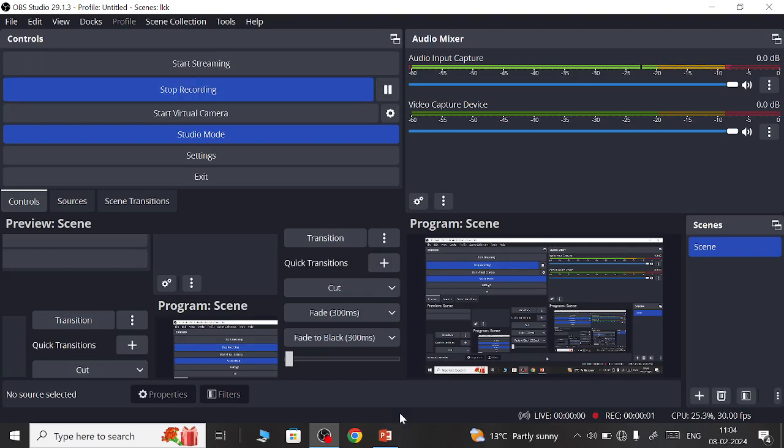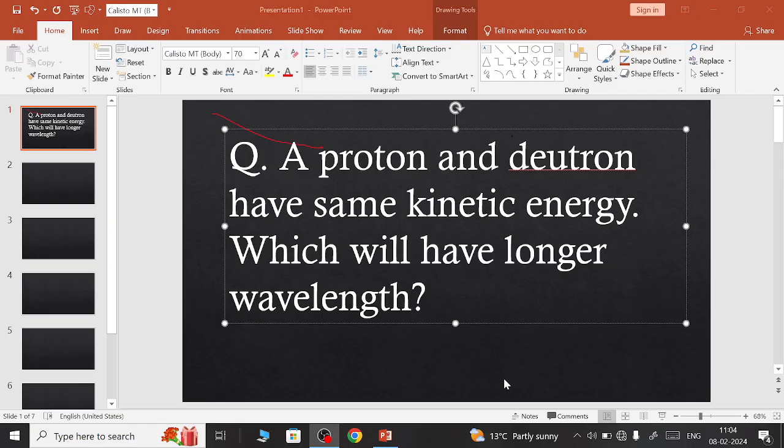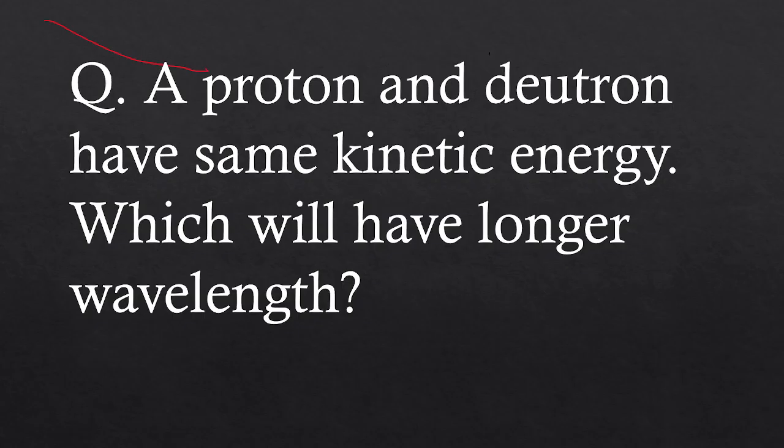So you guys, let's do a question. And this is the question that I have chosen from quantum mechanics. Okay. And this numerical is very interesting in its way. You can see what it is asking.